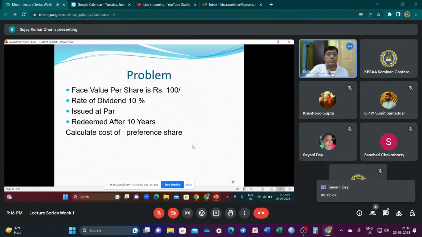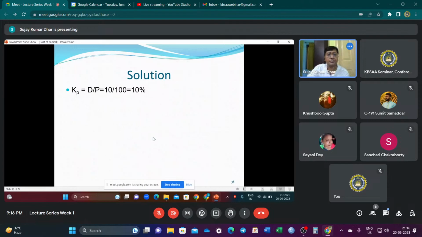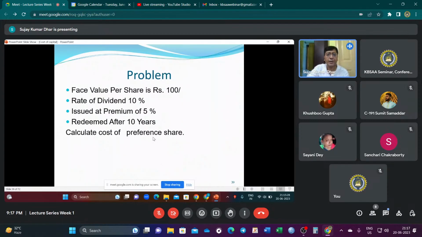Okay. Face value 100, rate of dividend 10%. Issued at par, redeemed after 10 years. Calculate cost of preference share. D by P, 10 by 100, 10%. Face value per share 100, rate of dividend 10%. Issued at premium 5%. Redeemed after 10 years. Calculate cost of preference shares.